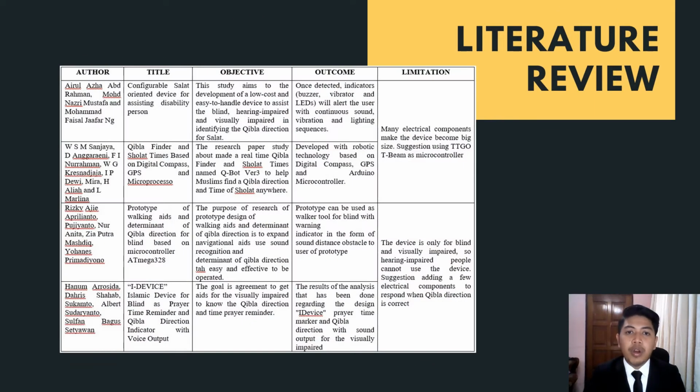This is a table of a few literature reviews that I have researched. They have limitations, which is that many electrical components make the device big in size. My suggestion is to use the TTGO T-Beam as microcontroller. Next, the device is only for blind and visually impaired, so hearing impaired people cannot use this device. My suggestion is adding a few electrical components to respond when the Qiblat direction is correct.